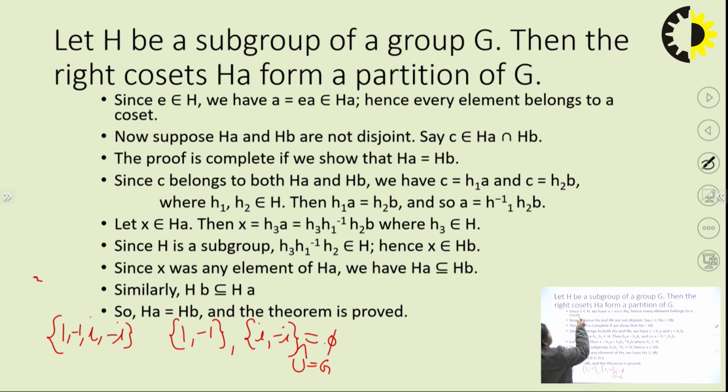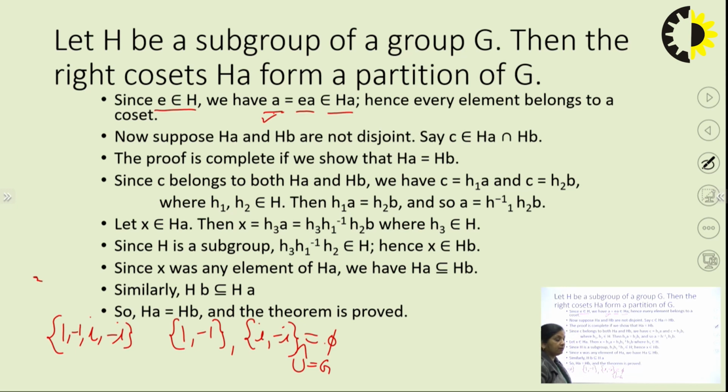Since E, this is the condition for a subgroup, the identity element is present in the subgroup, and we know that A into E or E into A will be A only. This is the definition of identity element. So what does it mean? From here we can say A belongs to HA. Take any element of the group G, it is present in one of its right cosets. In which right coset will it be present? It will be present in the right coset generated from here, that is HA. So that is the first condition.